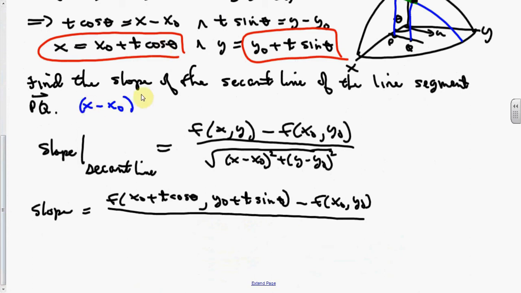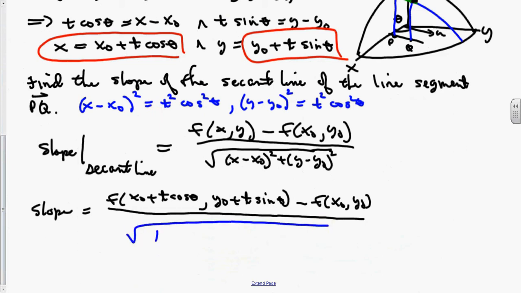Yes, sir. So if I square that, you get t squared cosine squared theta. Over here, y minus y naught, you agree that that's t times sine theta, right? So when I square, I get t squared sine squared theta. So if I plug that information downstairs, then we have the square root of t squared cosine squared theta plus t squared sine squared theta.